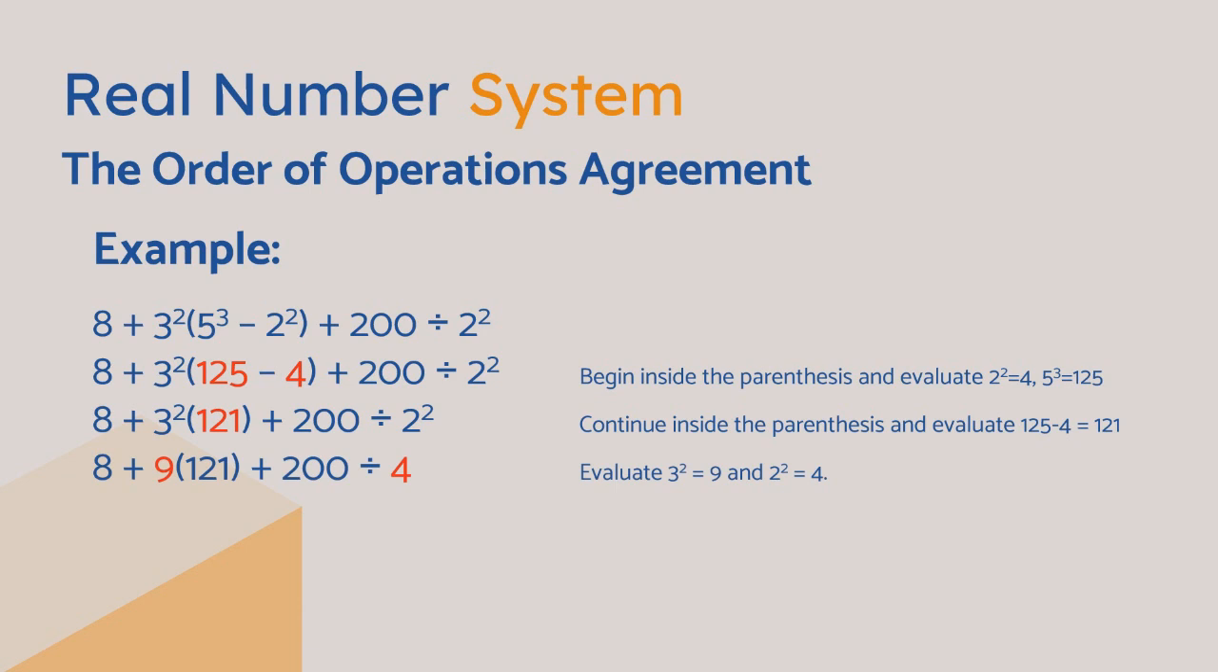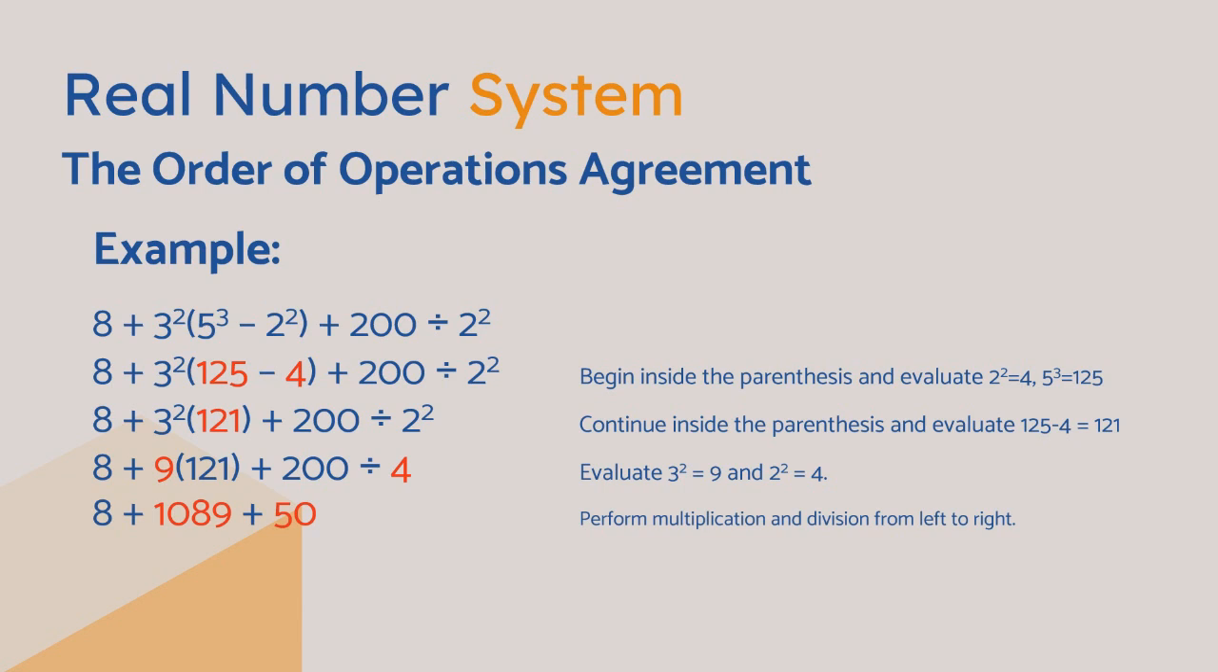Next, with exponents is MD. So we have, from left to right, 9 times 121. We need to do this first. And then 200 divided by 4, this second. 9 times 121 is 1089. And 200 divided by 4 is 50.